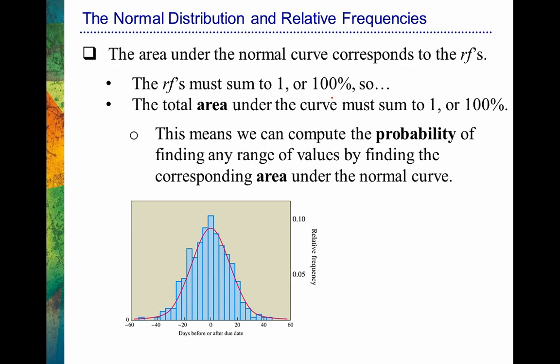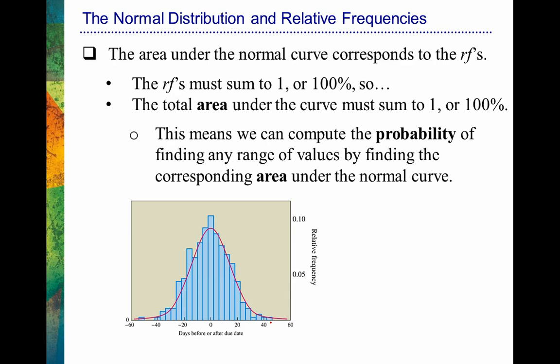We're essentially able to compute probability between any range of scores by finding the area that's located underneath this curve associated with that range of scores. So just to say it in simpler language, the area underneath the distribution is equal to the probability of falling in that range. Area equals probability.